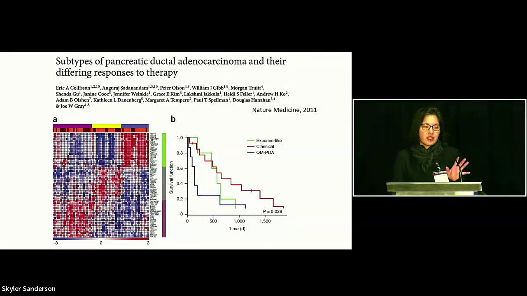I think this is a moment to pause and really think about this paper by Eric Collisson, which I think is really the first paper that had a very comprehensive study of pancreatic cancer and was the first study to really identify robust subtypes in pancreatic cancer.